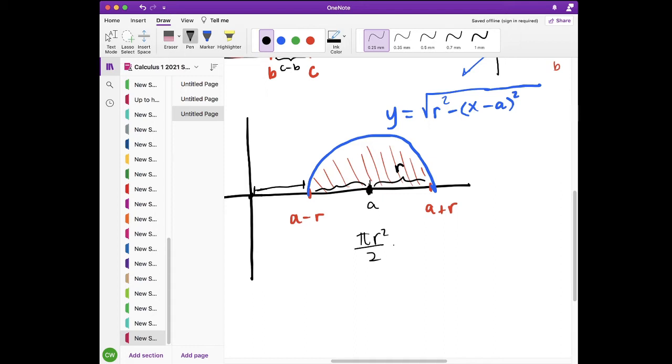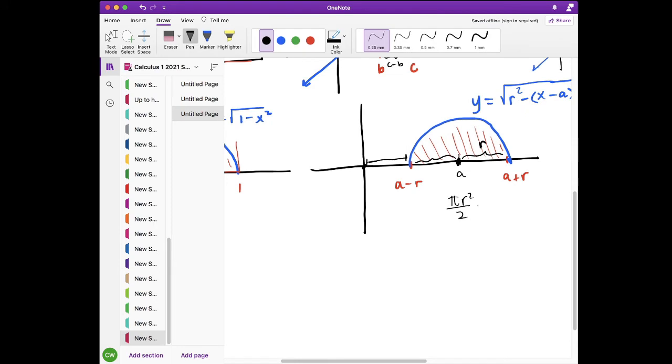Here's another way you can approach it if the off center is confusing. So would you agree that if you translate to the left by a, that the area doesn't change? Do you agree with that?